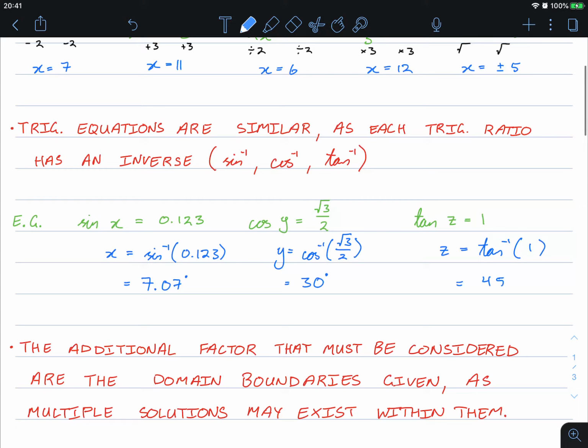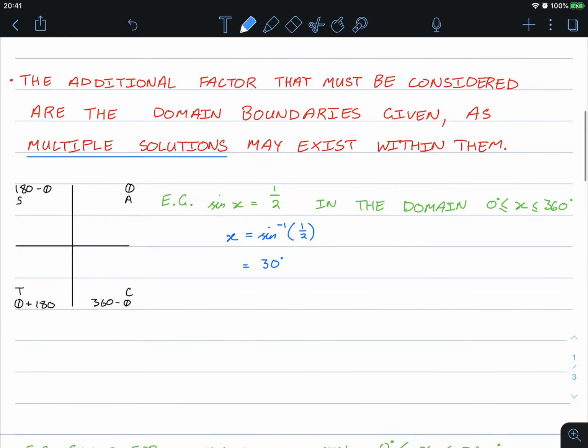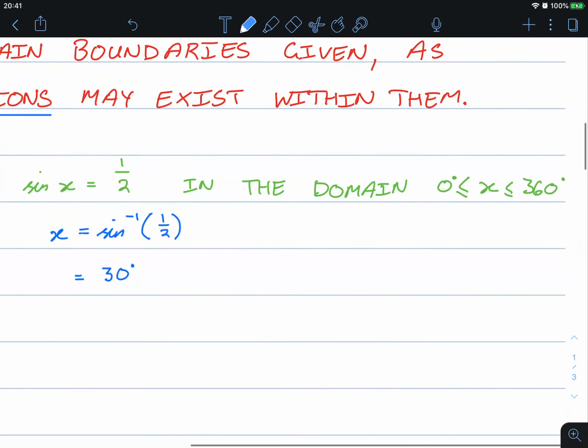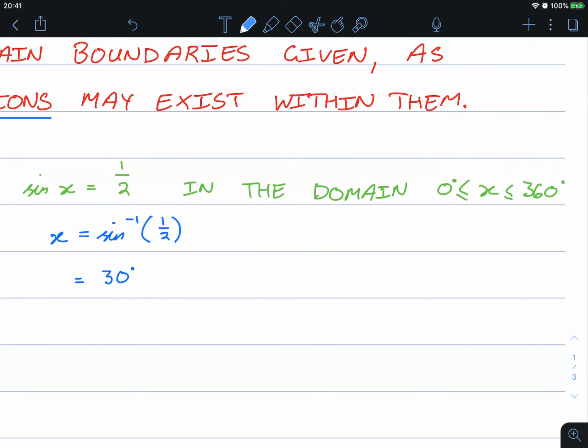However, the additional factor that we must now consider is are the domain boundaries given, as multiple solutions may exist within those boundaries. Now, it may seem odd that there might be multiple solutions, but I'll demonstrate an example as to why this might happen. So let's say we have this question. Let's solve for x. So sine x equals half in the domain 0 degrees is less than or equal to x is less than or equal to 360.